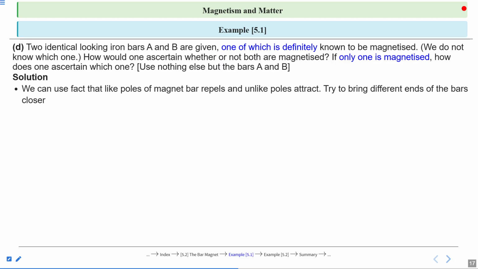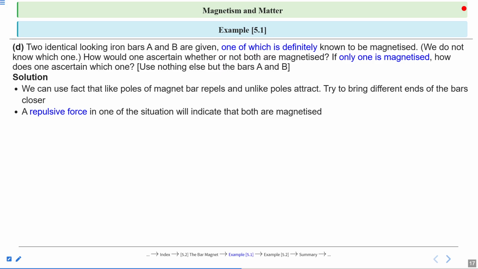Let's see the solution. We can use the fact that like poles of magnet bars repel and unlike poles attract. Try to bring different ends of bars A and B together. A repulsive force in one of the situations will indicate that both are magnetized. If only one bar is magnetized and the other is not, then placing the unmagnetized bar near the magnetized bar induces magnetization in it, so it will attract it, like an iron nail. There will be no repulsion, only attraction.